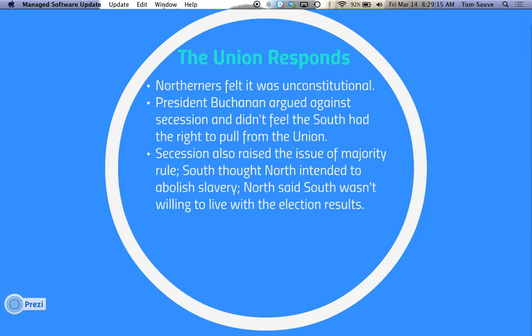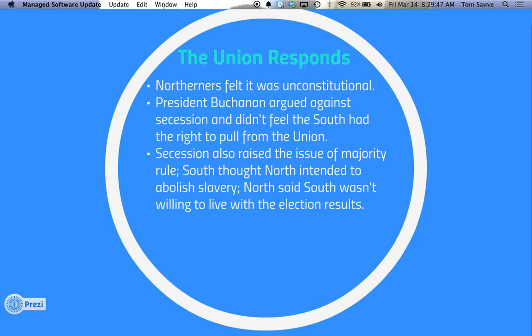Now, in addition to these issues, secession raised the issue of majority rule. Southerners complained that Northerners intended to use their majority to force the South to abolish slavery, which is probably true. But Northerners responded that Southerners simply did not want to live by the rules of democracy. They complained that Southerners were not willing to live with the election results. As Northern writer James Russell Lowell wrote, "The Southerners' quarrel is not with the Republican Party, but with the theory of democracy."